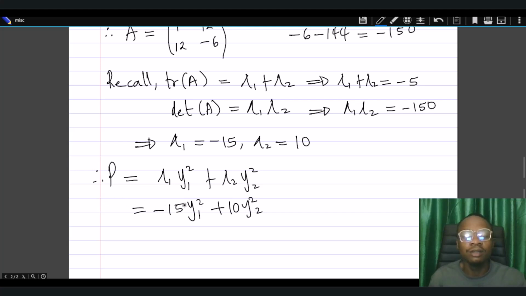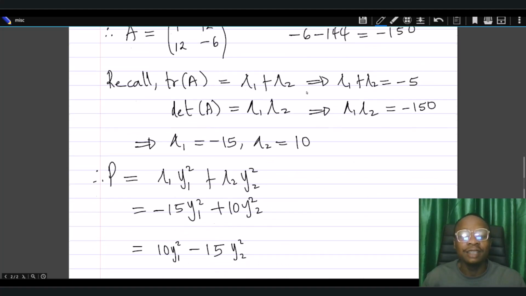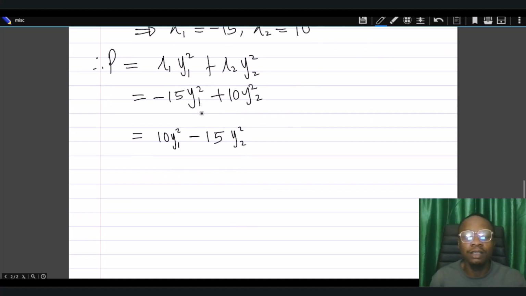Okay, so this is the representation, and of course this can also be in the form 10 y1 squared. So I said that the order here is not important. It just depends on whatever order you're keeping to at the end of the day when making your substitution. So this could also have been written as 10 y1 squared minus 15 y2 squared. It is still an acceptable canonical form that is equivalent to this quadratic form. Okay, and that is that about that. So you can have your option in this form. That is acceptable.